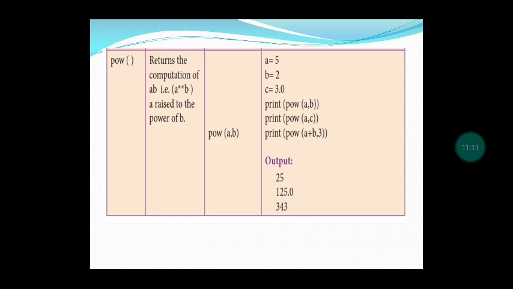Next function, power of a comma c. A is 5 and c is 3. 5 to the power 3, and 3 is in float value, that is 3.0.